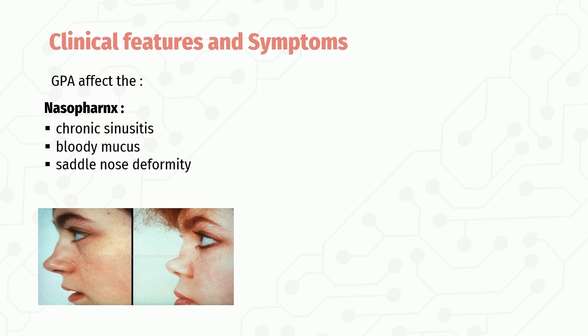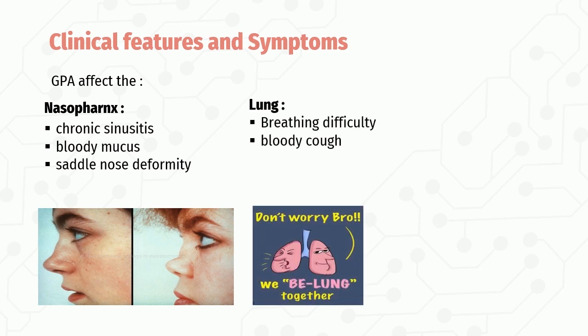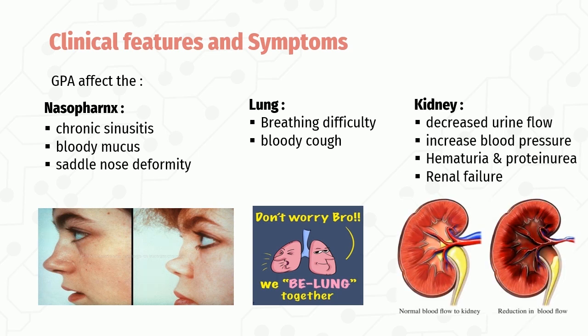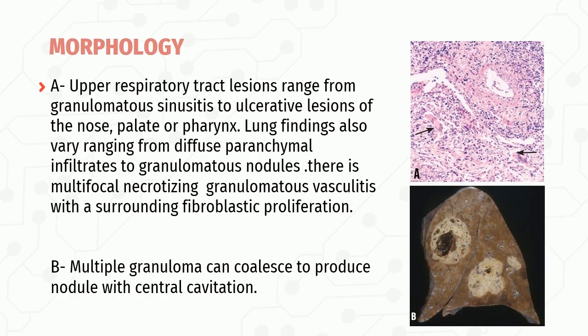Granulomatosis with polyangiitis affects the nasopharynx, causing chronic sinusitis, bloody mucus, and saddle nose deformity. In the lungs, it could cause breathing difficulty and bloody cough, while in the kidney, it restricts blood flow to the glomeruli, causing decreased urine flow and increased blood pressure. Patients with mild renal involvement may demonstrate only hematuria and proteinuria, while in severe disease this may progress to renal failure.